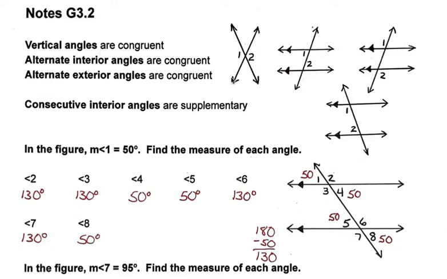Okay, vertical angles are congruent. These are your vertical angles. Whenever you have an X, the angles on opposite sides, these two right here, and these two would also be vertical angles, and they are congruent. So if this is 110 degrees, this is 110 degrees.